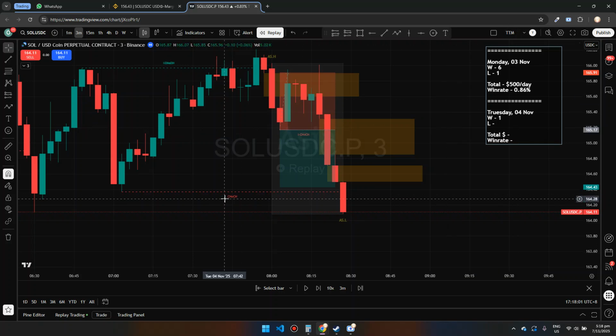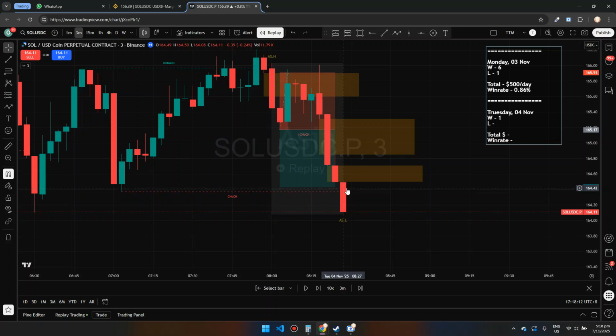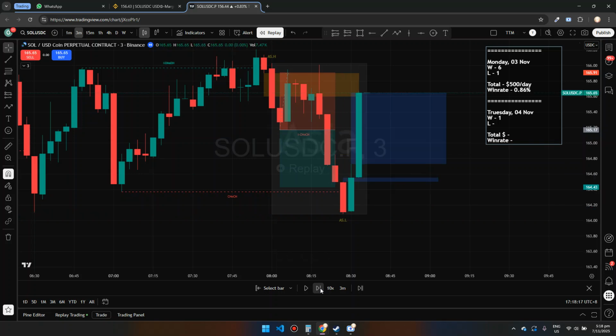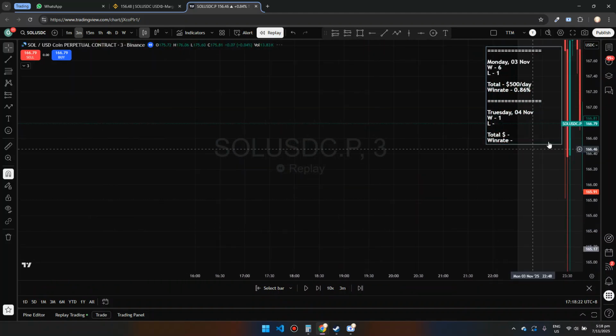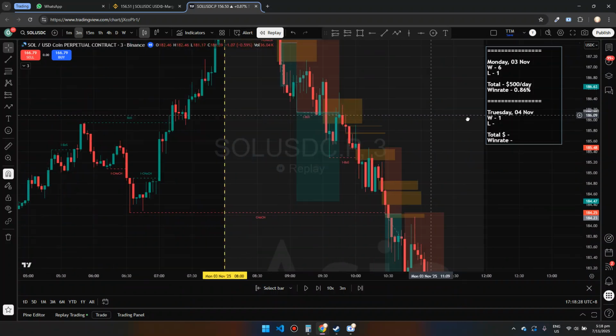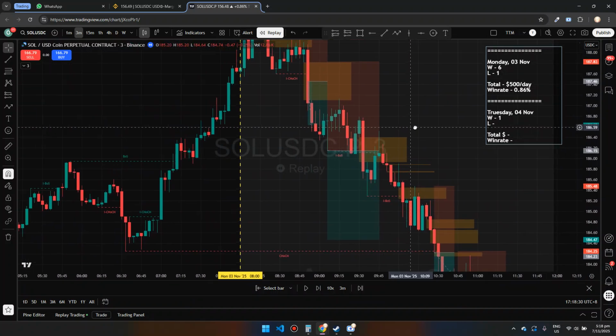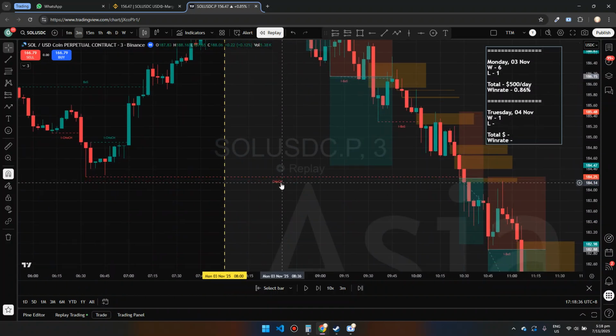So you can see, right, this change of character is the external change of character. This is the internal change of character. The external change of character usually will push price much below. Okay, I showed you on Monday also. So there are two kinds of change of character. You can see this change of character, this is the internal one. Then there is this change of character, this is the external one.